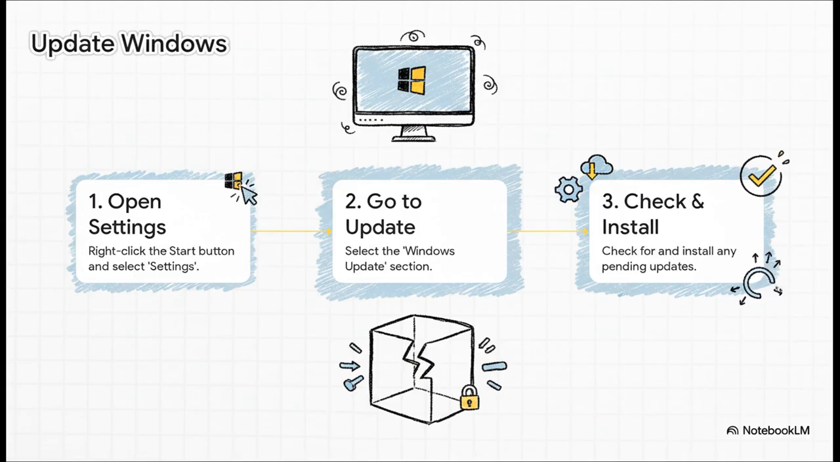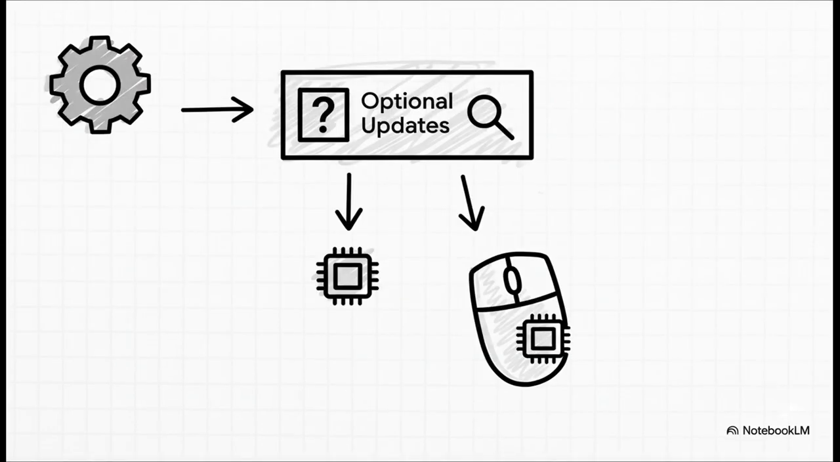Just right-click the Start button, go to Settings, then Windows Update, and hit that Check for Updates button. Let it do its thing and install anything it finds. But wait, here's a pro tip for you. Don't just stop there. After the main check is done, look for Advanced Options and then Optional Updates. This is like a hidden little treasure chest. So many times, the exact driver update you need for your mouse or touchpad is hiding in here. Seriously, check this section out.